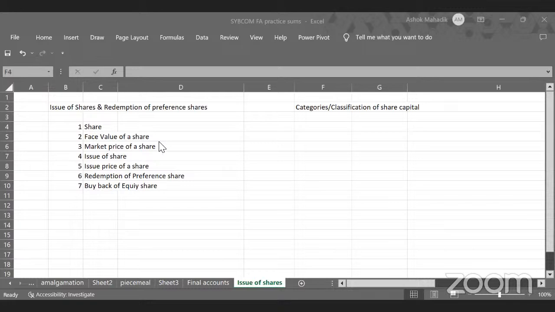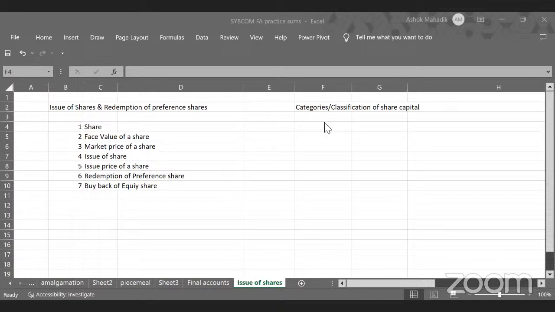The redemption of preference shares: the preference share capital is for a limited time. So when it is repaid, it is termed as redemption of preference shares. Normally, equity shares are issued for a lifetime, but in some cases, the equity shares can be bought back. It's called buyback of equity shares.